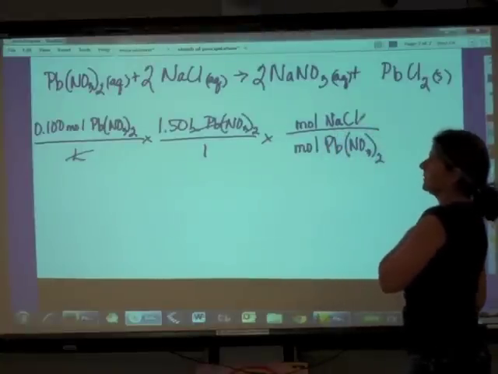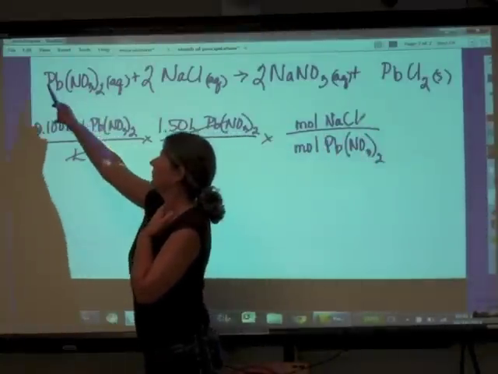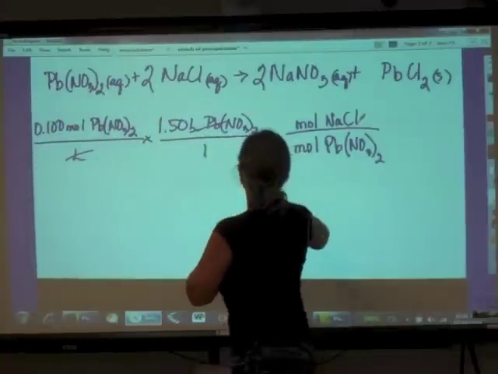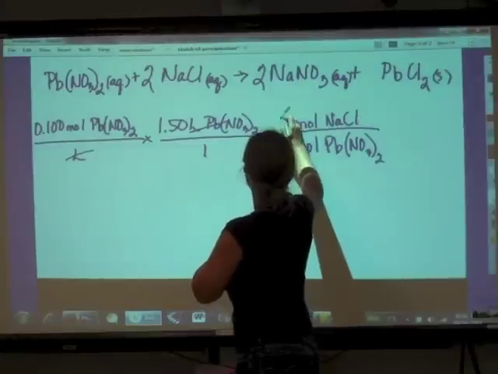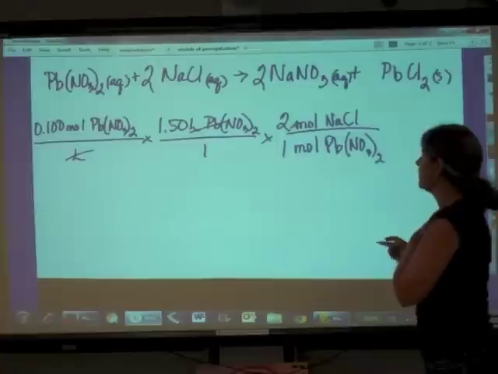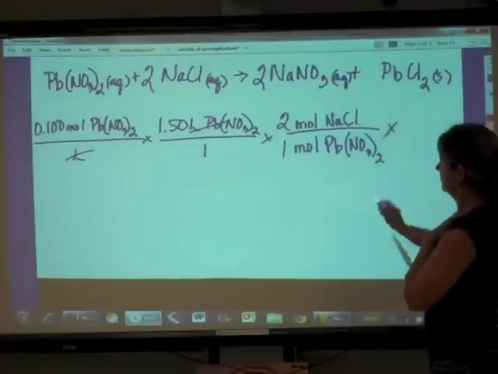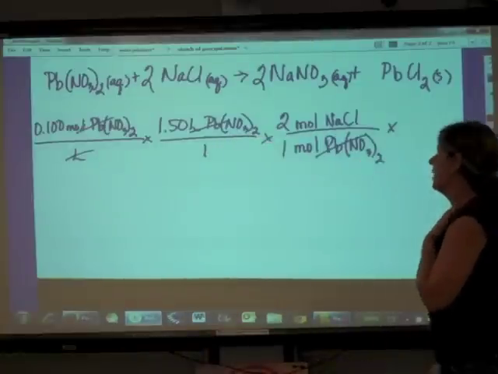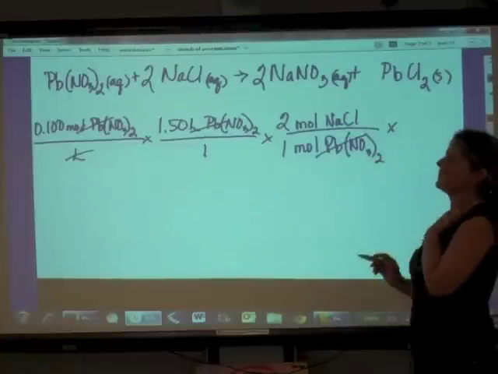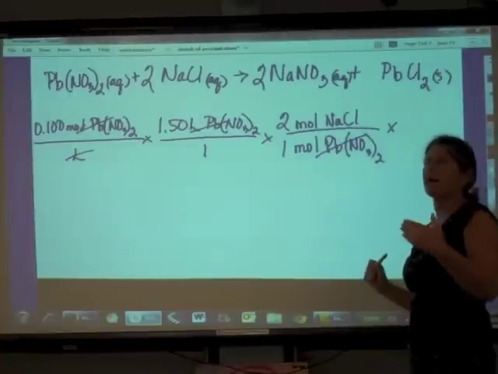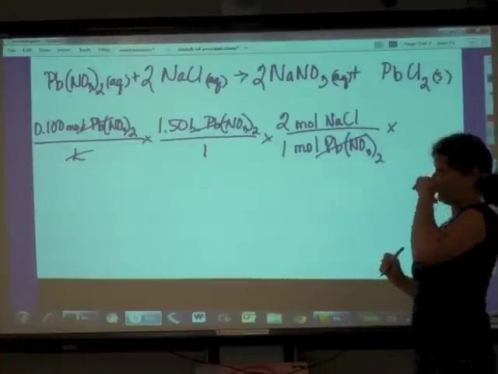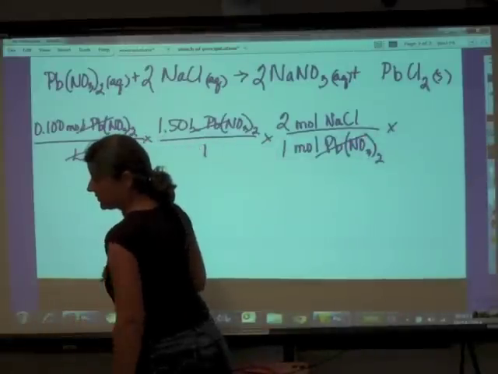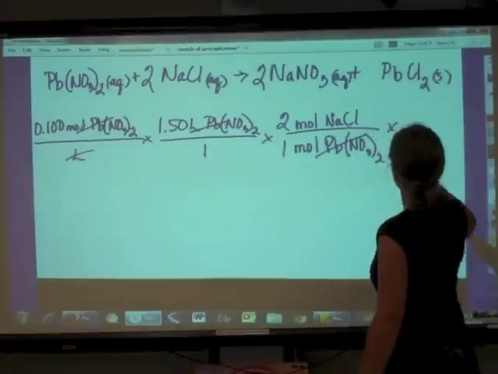So we're going to go to our balanced equation. For every 1, we need 2. 1 to 2. 1 to 2. Our moles cancel. And we are not looking for moles of sodium chloride, we are looking for the mass of sodium chloride. And so we're going to utilize its molar mass, which is 58.45.